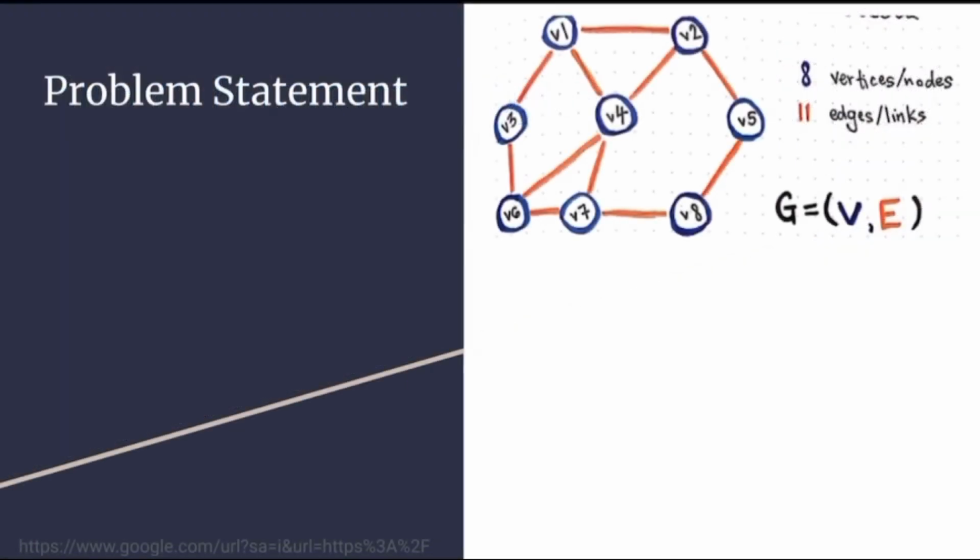Okay, so our problem statement is that we are given a graph, which is represented as G, and this G equals (V, E). V is the set of vertices, which are V1, V2, V3, etc., and E is the set of edges connecting the vertices. So we have to find the maximal independent set.